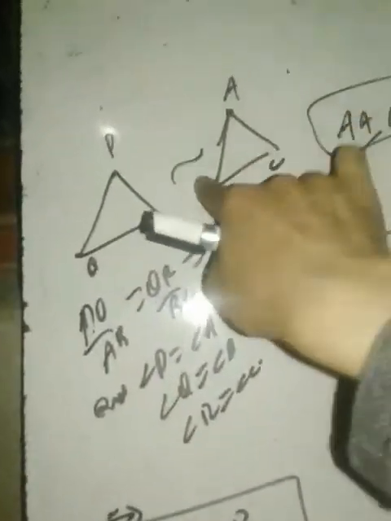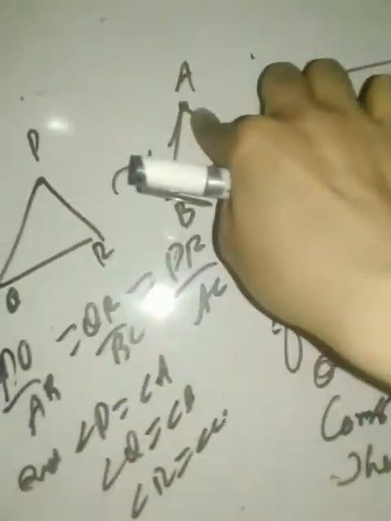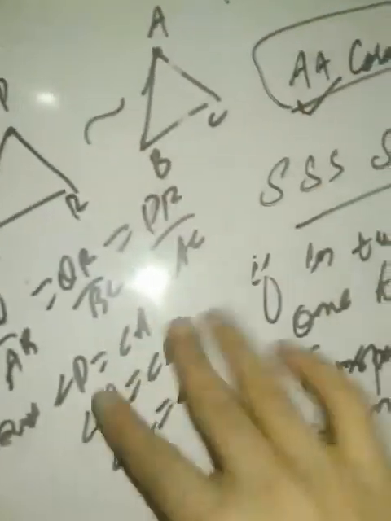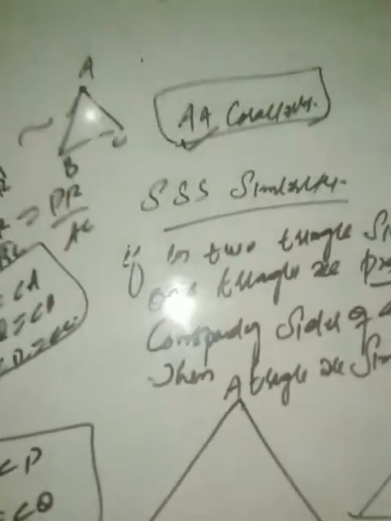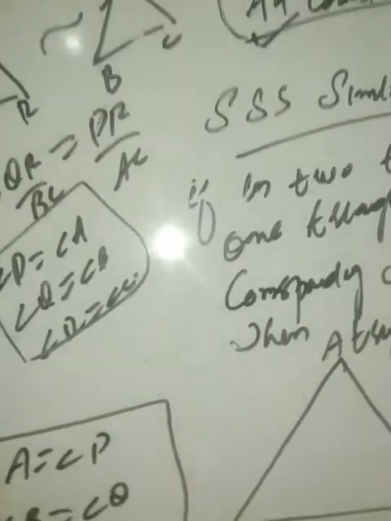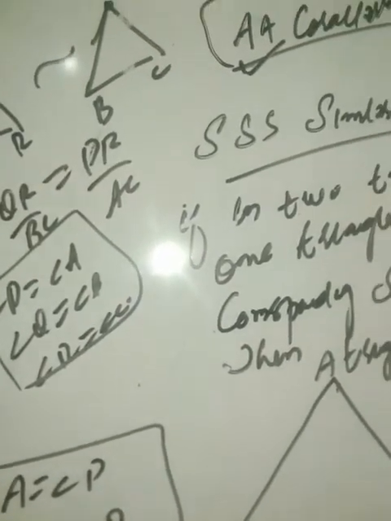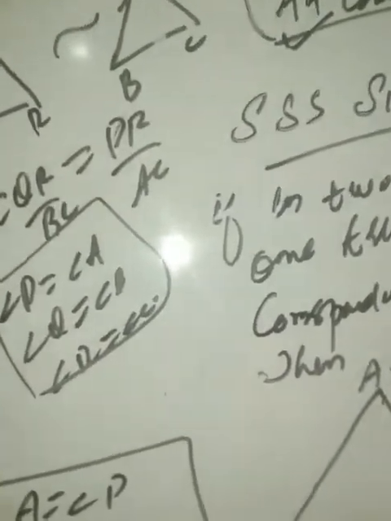In case of congruence, if we are given that two triangles are congruent, angles are again equal: angle P equals angle A, angle Q equals angle B. But what happens to the corresponding sides? These are equal, not proportional. This is the big difference between similarity and congruence. If two triangles are similar, corresponding sides are proportional and corresponding angles are equal. If they are congruent, corresponding angles as well as corresponding sides are equal. The only difference is that in similarity, sides are proportional.